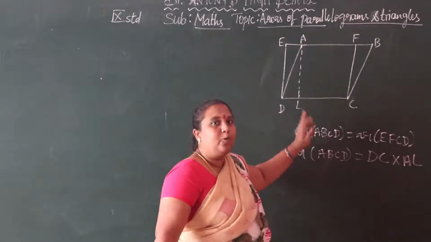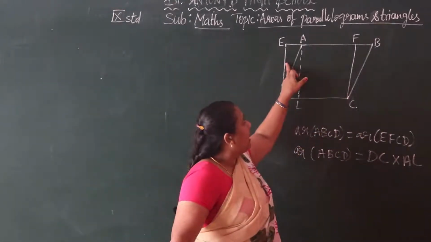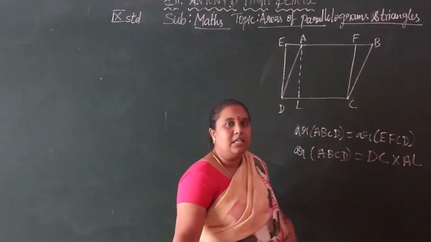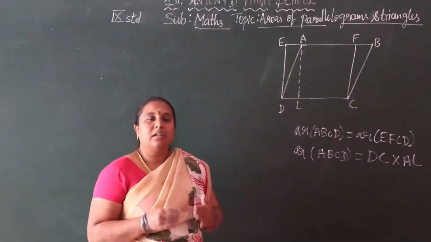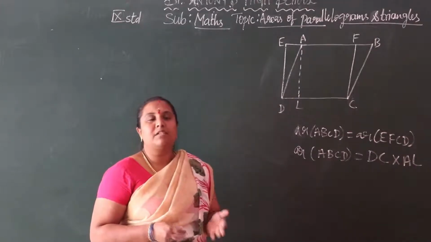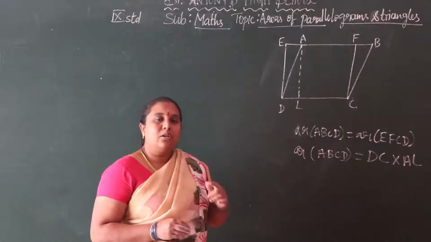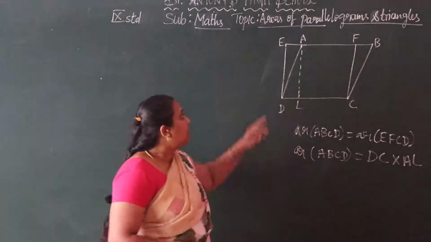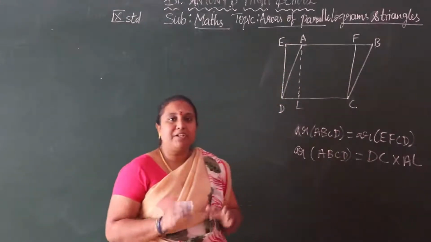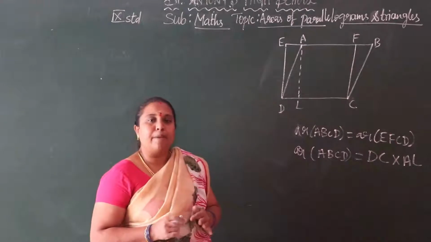So we have to prove the area of these two figures are equal. That is, the rectangle and the parallelogram are equal. Now only we saw the theorem about two parallelograms that lie on the same base. So you know, children, it is already very well known that a rectangle is a special type of parallelogram.